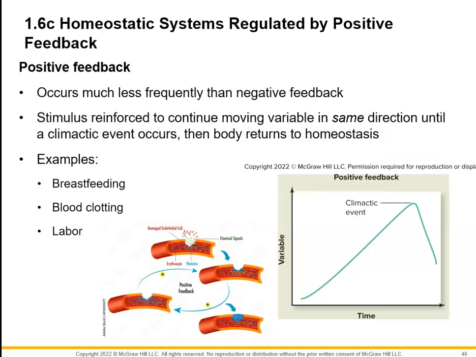Well, now we got a bigger pile of platelets. Well, guess what that causes? It causes even more platelets to pile up. And guess what that causes? Even more platelets to pile up, and more platelets and more platelets until we've plugged the little open area and bleeding stops. That's positive feedback. Another example of positive feedback is labor.